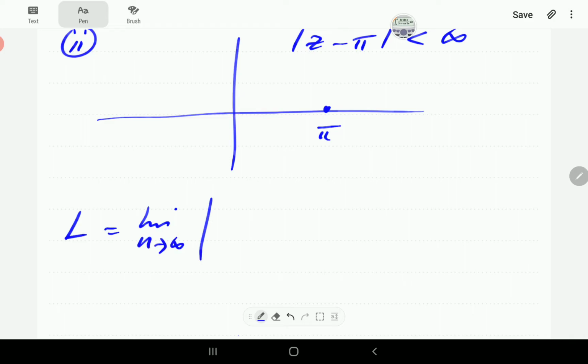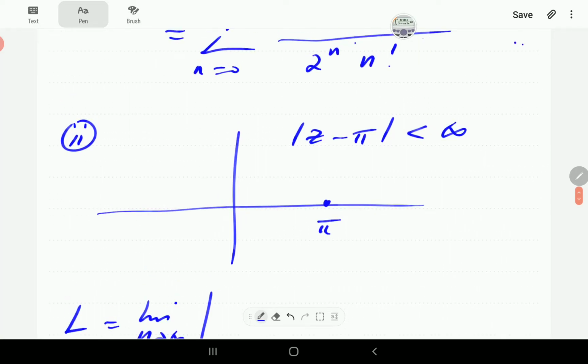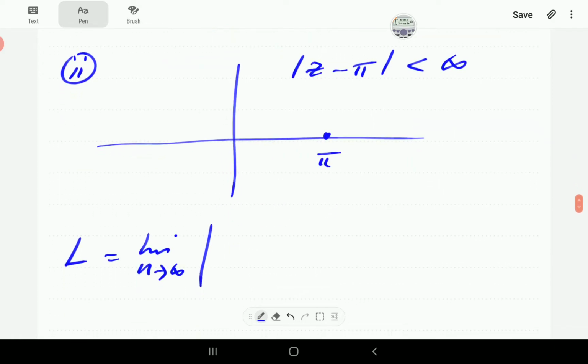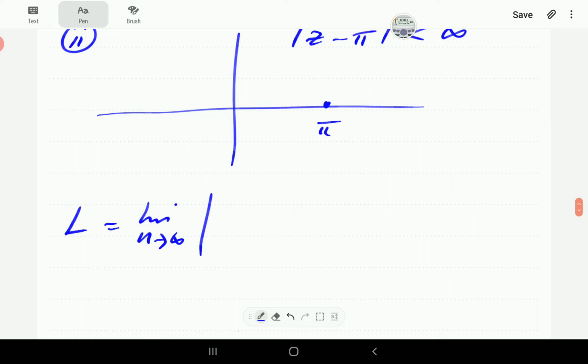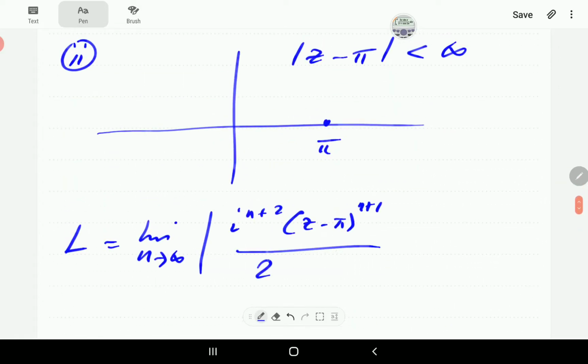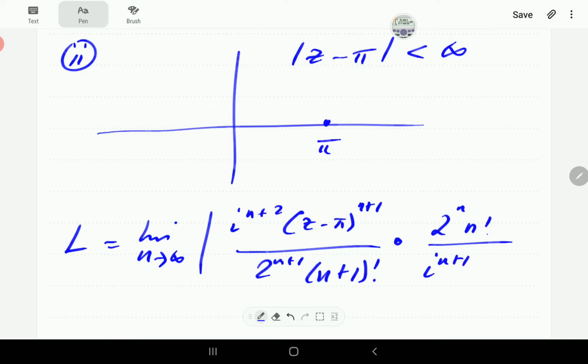So remember here, if L is less than 1, then the series is convergent everywhere. So here, w n plus 1 is going to be i to the power n plus 2, (z minus pi) to the power n plus 1, all divided by 2 to the power n plus 1 times n plus 1 factorial, and then this multiplied by the reciprocal of w n, which is 2 to the power n times n factorial over i to the power n plus 1, (z minus pi) to the power n.